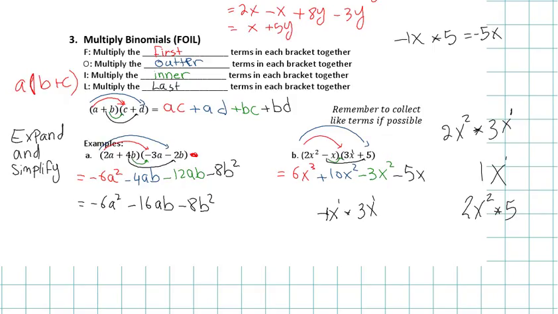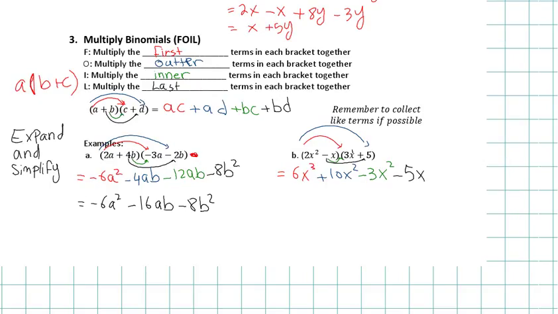Now, do I have any like terms? Yes. What are they? 10x squared and minus 3x squared. So the first I'm going to write as is. These two are going to be positive 7x squared, because when you're adding or subtracting, you just have to deal with the coefficient. Your letter, your variable, is going to stay the same. And then minus 5x.